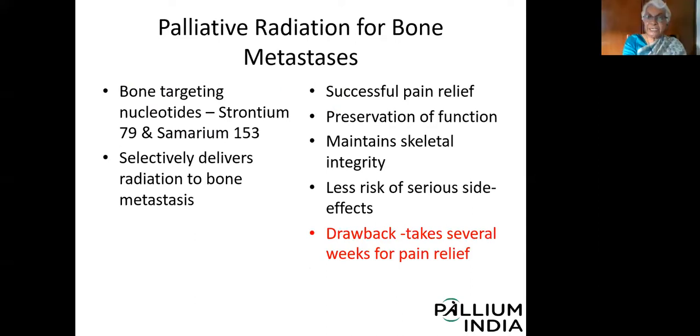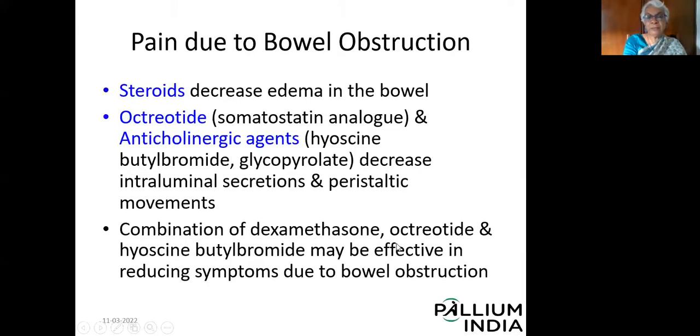Now, palliative radiation of the bone is also widely used for treating bone pain and bone metastasis. These are the nucleotides, strontium and samarium, which deliver radiation to this bone mets. It can cause good pain relief, preserves the function of the patient, bone function, maintains skeletal integrity, and has less risk of serious side effects. But the drawback is it takes several weeks for the pain relief to come.